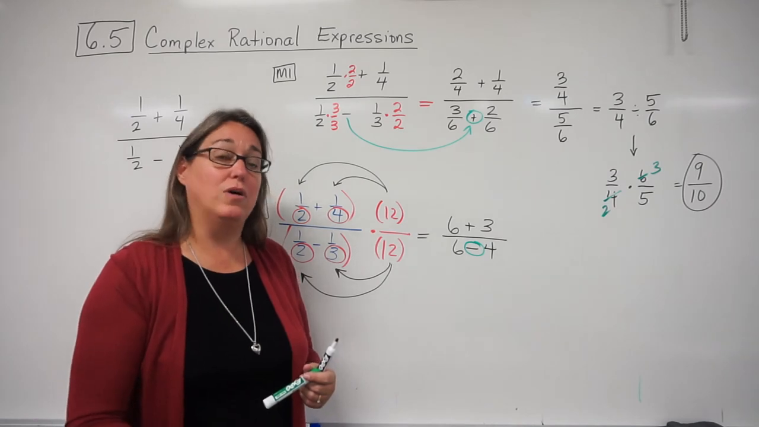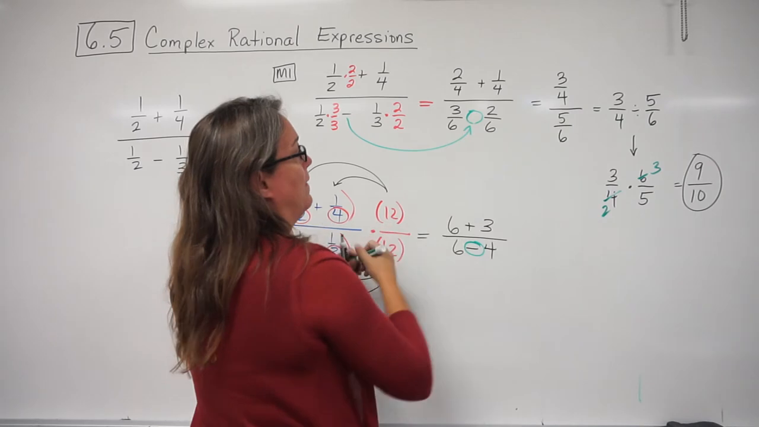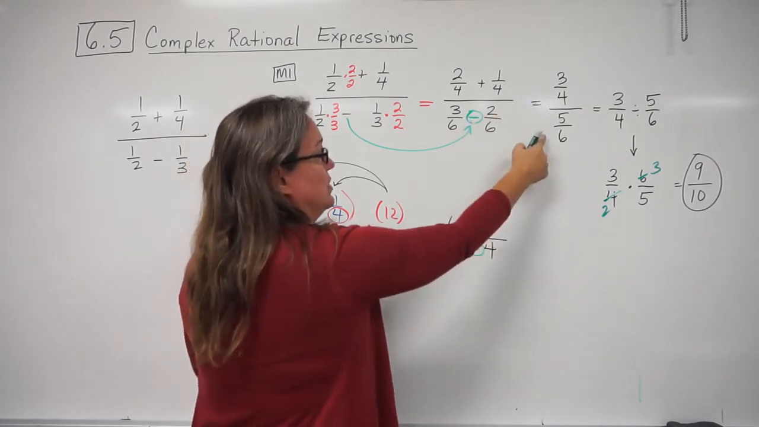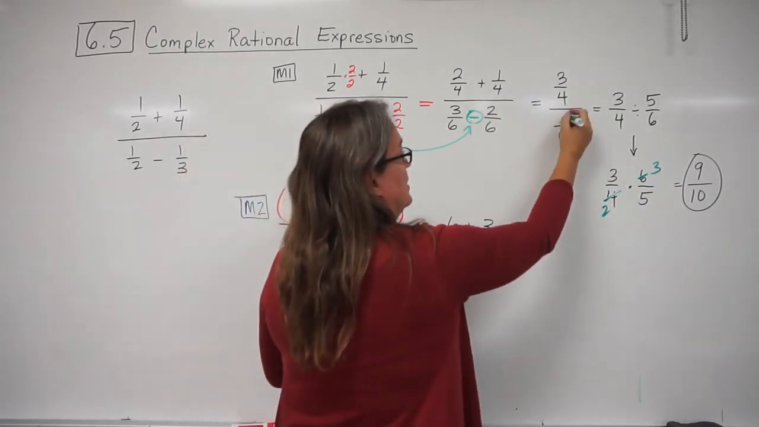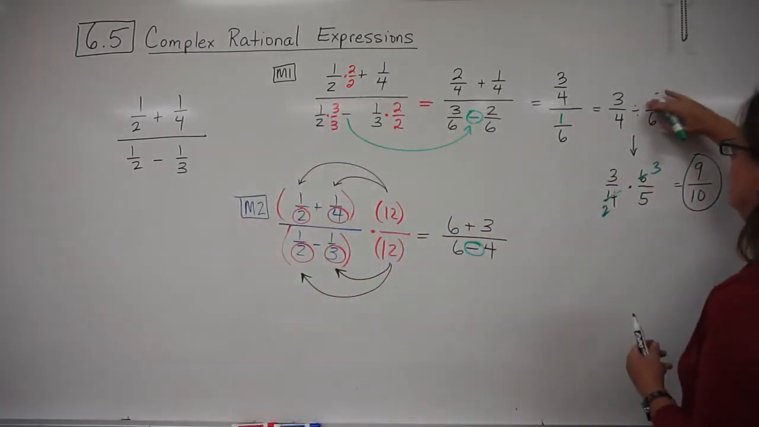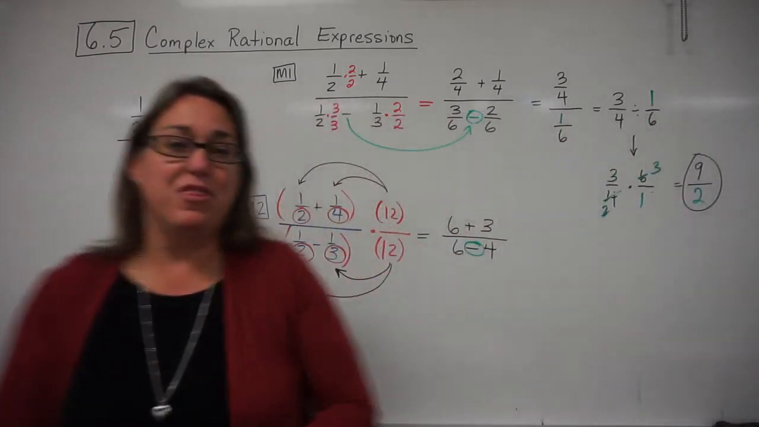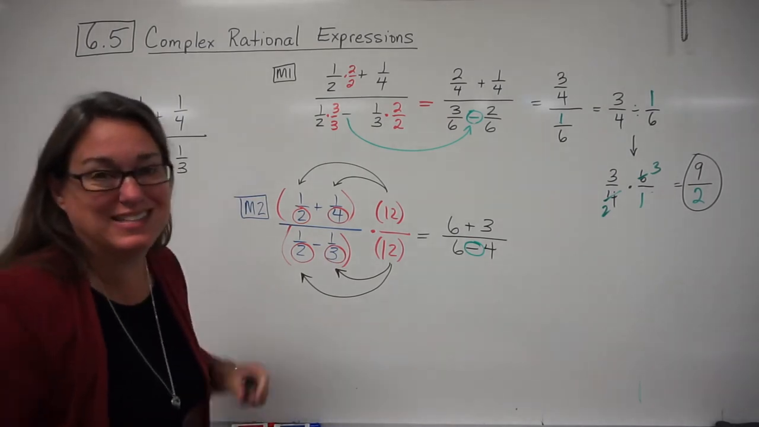You need to be careful. I'm going to fix this first one. This should have been minus. So instead of 5/6, we should have had 1/6. The 5 here should have been a 1. And so our final answer should have been 9/2.